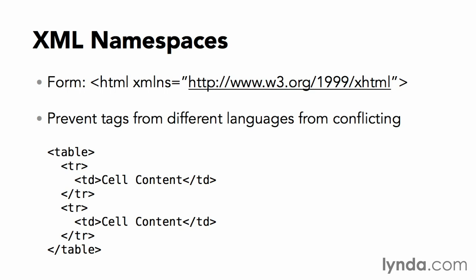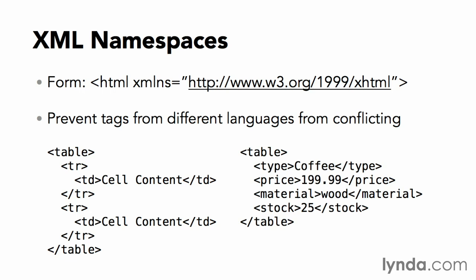Suppose I have an HTML file with a table in it, right? And HTML tables have things like table rows and table cells. They're used to lay out tabular data. However, if I create an XML document and I work for, say, a furniture company, to me, a table means something completely different, right? My table definition for furniture might have a type, a price, material, how many I have in stock.